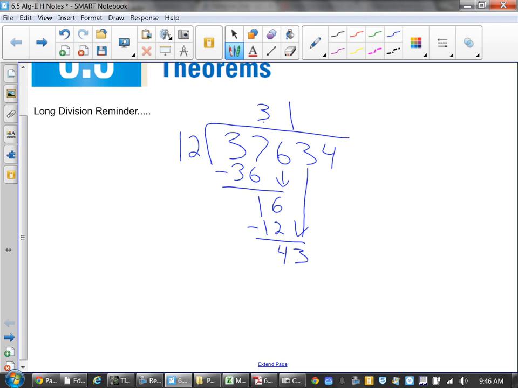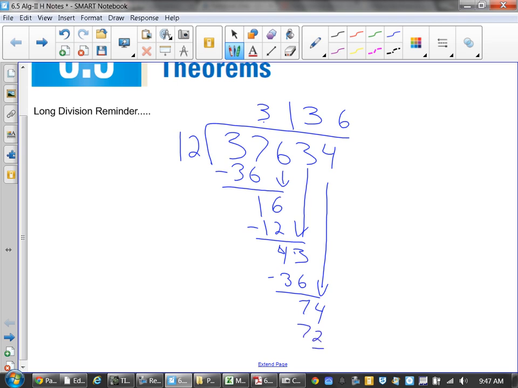This is how it works, because this pattern works with long division. 12 goes into 43, how many times do you think? Well, 4 would be 48, 3 would be 36. 43 minus 36 is 7, and then I bring down the 4.